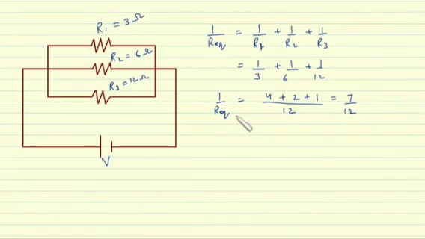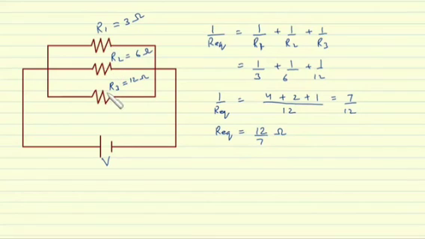But what will be the value of R equivalent? What will be the effective resistance in this case? The effective resistance in this case will be the reciprocal of this one. Obviously we are going to take the reciprocal of 1 upon R equivalent, so we will be taking the reciprocal of this one also. So we get 12 upon 7 ohm. This is simple mathematics that I'm not going to discuss over here.